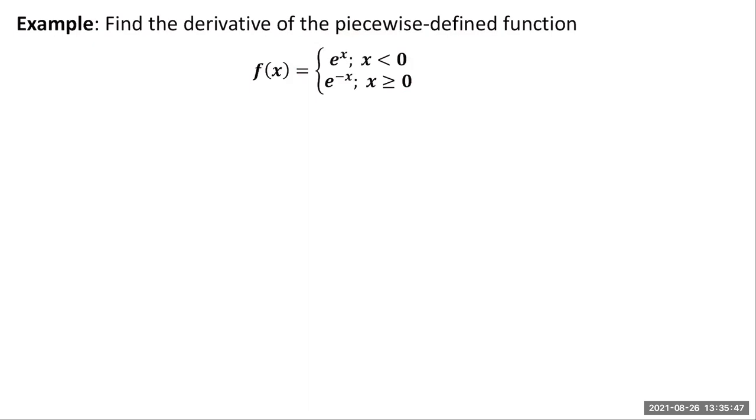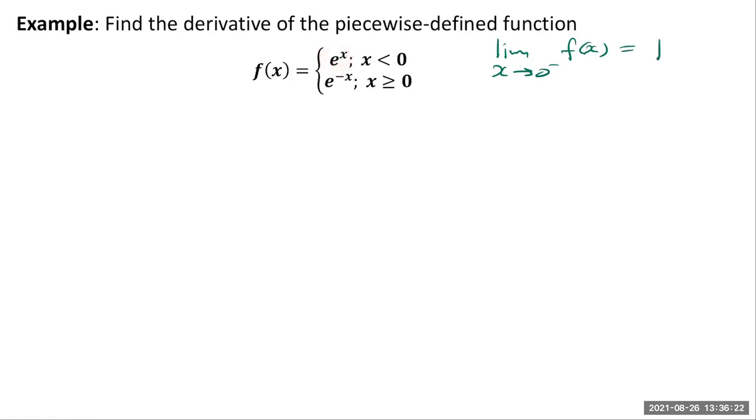First of all, notice that this function is continuous everywhere. It is clearly continuous when x is strictly less than 0, and it is also continuous when x is strictly bigger than 0. The question is whether my function is continuous at x equal to 0. If you compute the left and right limits as x approaches 0 from the left hand side, f of x is equal to 1. You plug in 0 here.